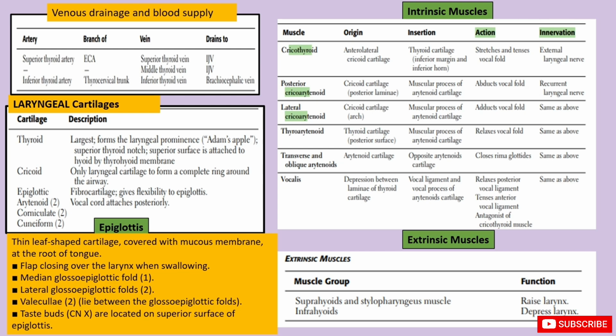Like the cricothyroid stretches and tenses the vocal cord. Of the posterior and lateral crico-arytenoids, one abducts while the other adducts. The posterior will abduct the vocal fold. Abduction means it will open up the vocal cord, and adduction will close it. The vocalis is important: it relaxes the posterior vocal ligament and acts as an antagonist of the cricothyroid muscle. Important also is the innervation. All of them are innervated by the recurrent laryngeal nerve, except the cricothyroid, which is innervated by the external laryngeal nerve. Both internal laryngeal and external laryngeal are branches of the vagus.